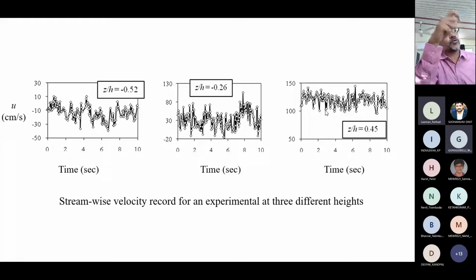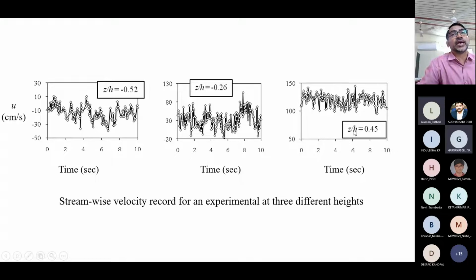Why? If you want to plot the velocity vector, then at this height you will have the forward direction vector. But at this point, if you draw the velocity vector, you will have a minus value, which is moving like this, away from the water or opposite to the water direction. So without doing analysis, one can conclude that near the bed velocity is negative, and as you move up, the velocity changes from negative to positive value.